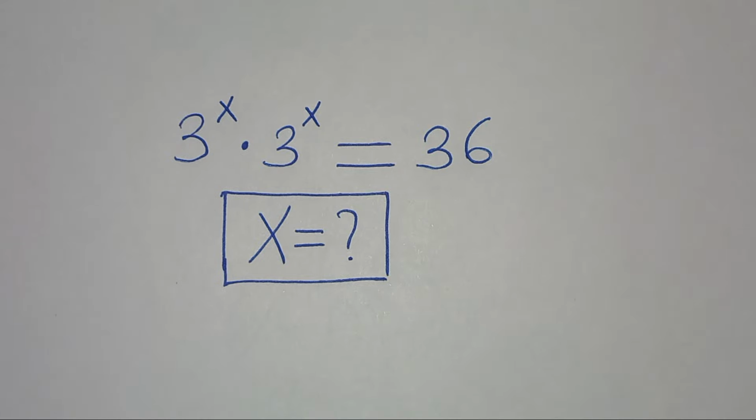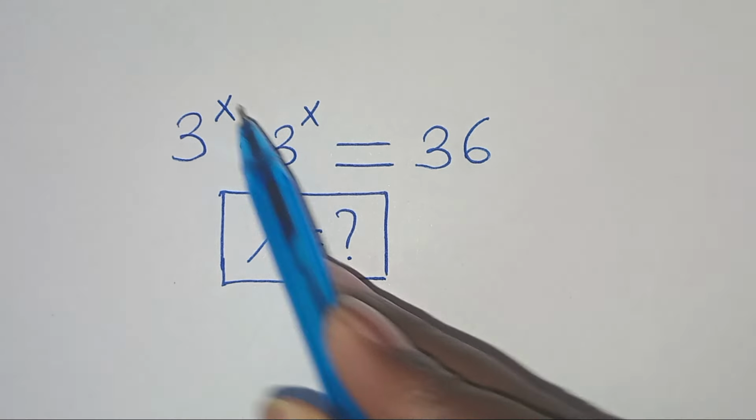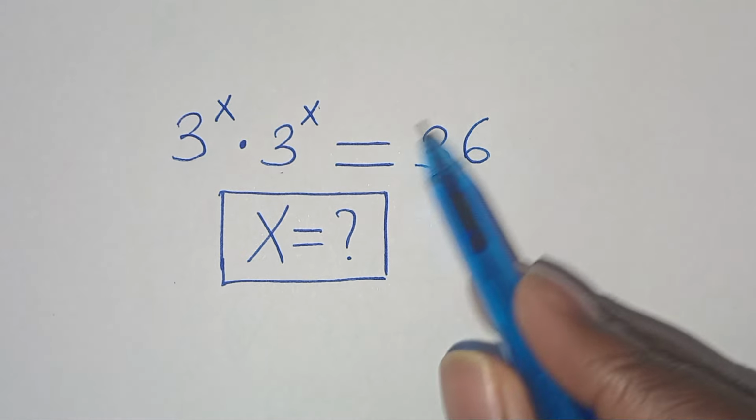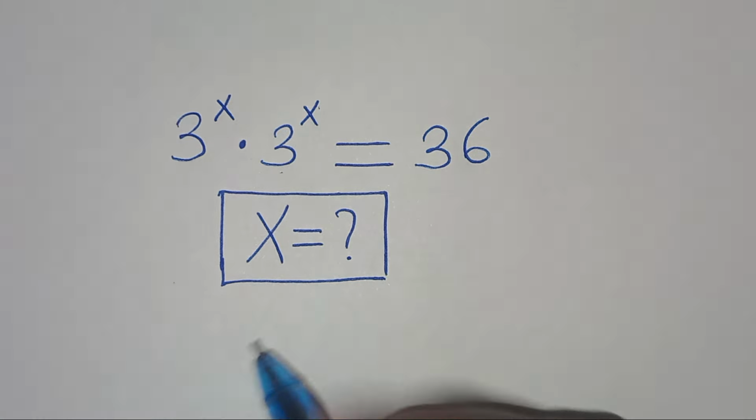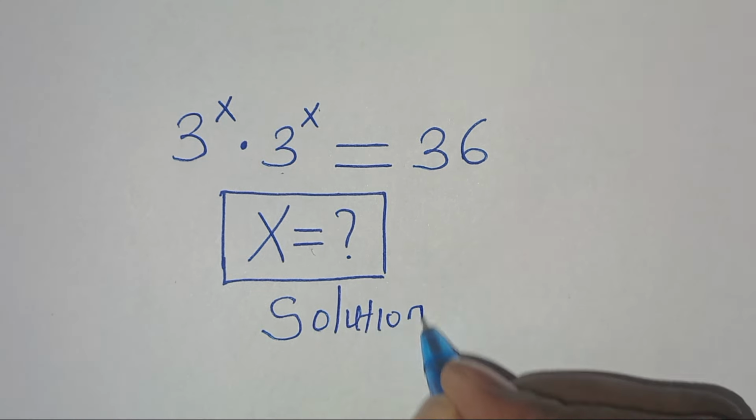Hello everyone, you're welcome to solve this nice exponential equation, which is 3 to the power of x times 3 to the power of x. This is equal to 36. So what is the value of x? Now let's provide a solution from here.